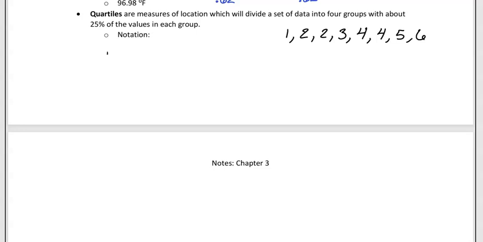So we're going to have something that we're going to call quartile 1. We're going to have quartile 2, which is actually our median. And then we're going to have quartile 3. Now, quartile 1 is going to separate the lowest 25% of data from the top 75%.